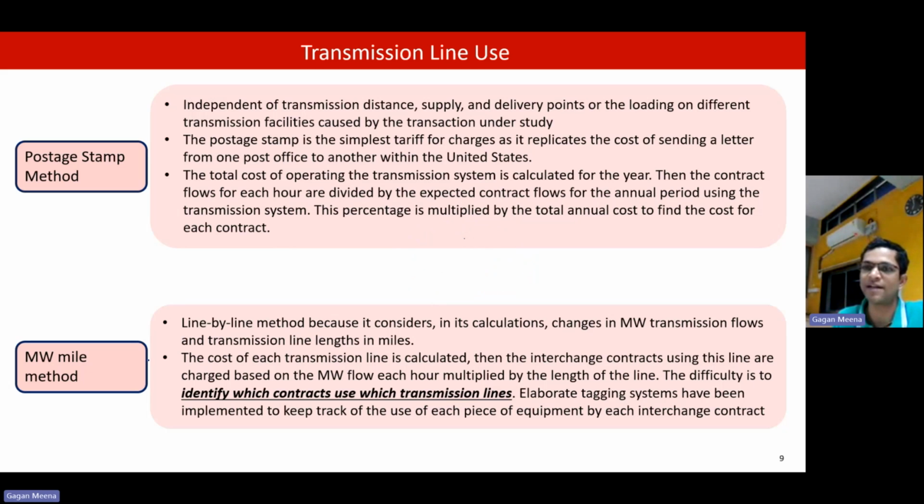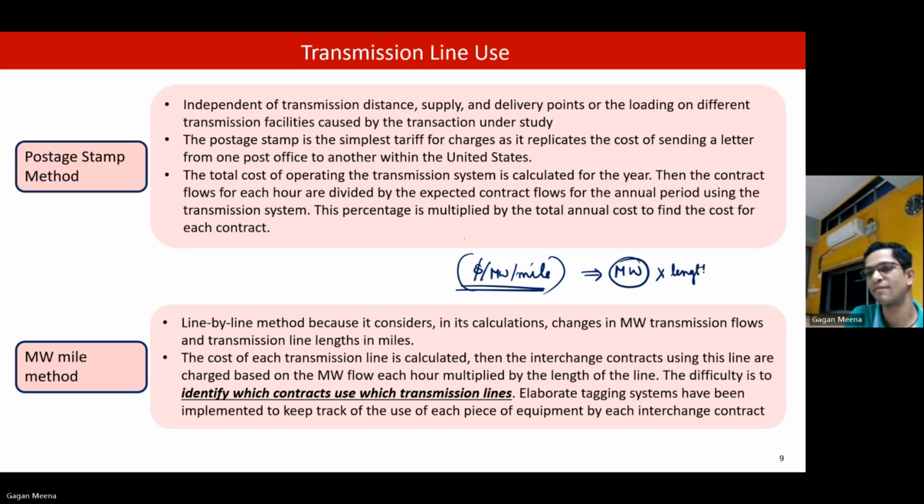So our megawatt mile method tries to do something close to that. It is called a line by line method. It takes into account the line flows. It considers changes in megawatt transmission flow and transmission line length, the flow as well as the lines. Dollar per megawatt per mile. For each line, we know the cost of the line. We can multiply the transacted amount of power on that line and the length, and we can calculate the cost for that transaction.